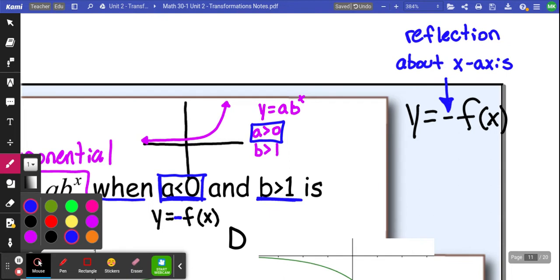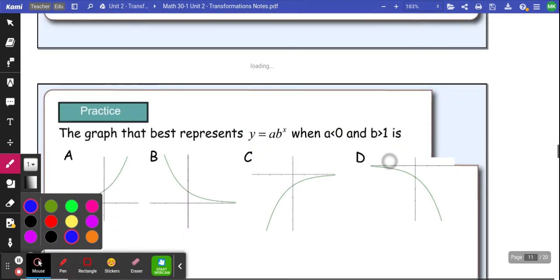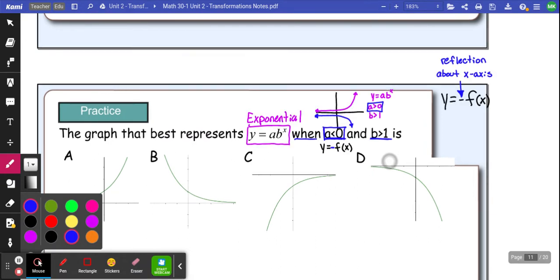It takes this and reflects it to the other side of the x-axis, like mirrors it. So my new function, if I had a negative in front of it, would look like this. It would be a mirrored image on the other side of the x-axis. We called it reflection about the x-axis. Looking at our answers here, the answer would be D.